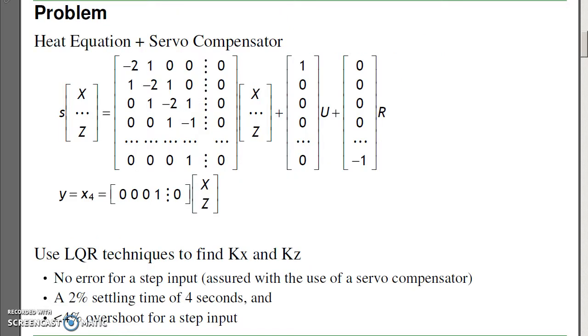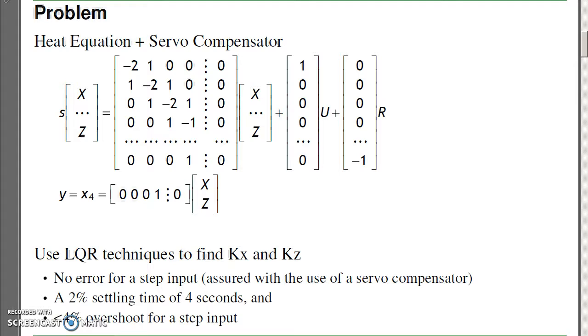As an example, let's just look at a fourth order heat equation, basically a four-stage RC filter. So here you have your x dot equals Ax, there's your A matrix, here's your B matrix. The output is the fourth state on the RC filter. And I have a servo compensator. I'm going to integrate the difference between the output, state 4, and the set point, r.